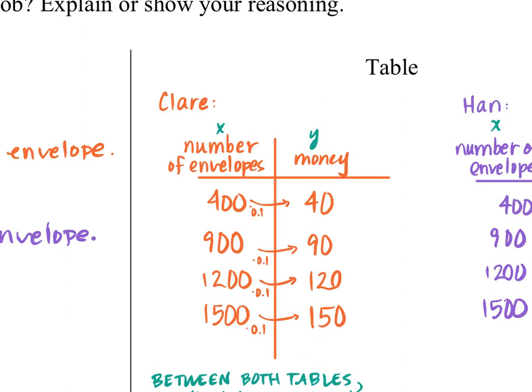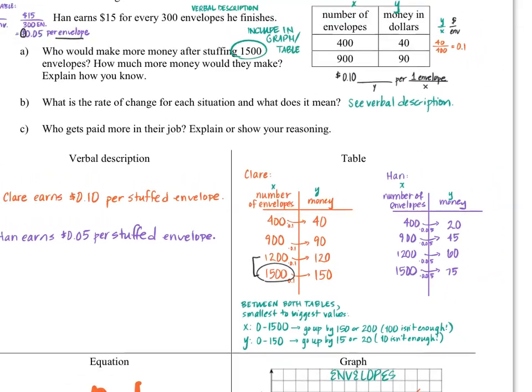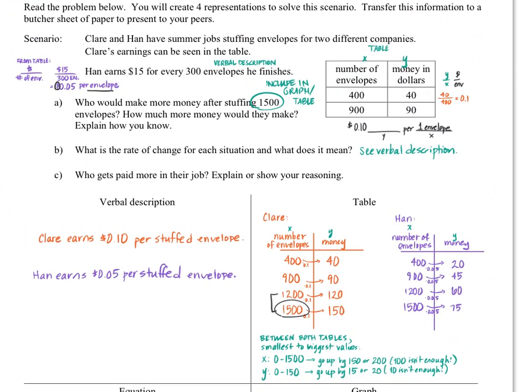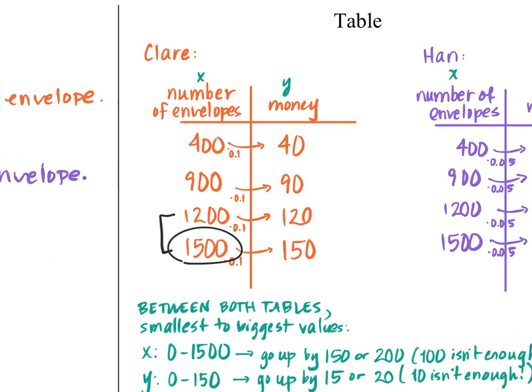And then I've also started with the 400 and the 40 and the 900 and the 90 that were in the original table. What's additional are the last 2 rows, and you should recognize the 1500. If you take a look at part A above, it asks who would make more money after stuffing 1500 envelopes. And so I want to calculate how much money do each of them make after stuffing 1500 envelopes. And so if you use that constant of proportionality, the 0.1, I also just threw 1200 envelopes in there to get 4 different values in each column. And then we get $120 for the 1200 envelopes and the $150 for the 1500 envelopes.